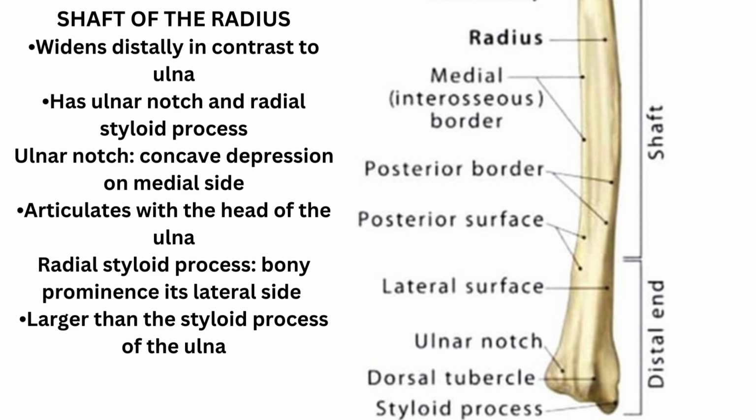The shaft of the radius increases in diameter distally. The medial part forms a concavity, the ulnar notch, which accommodates the head of the ulna. The lateral border of the shaft of the radius ends distally as the styloid process of the radius, which is larger than the styloid process of the ulna.